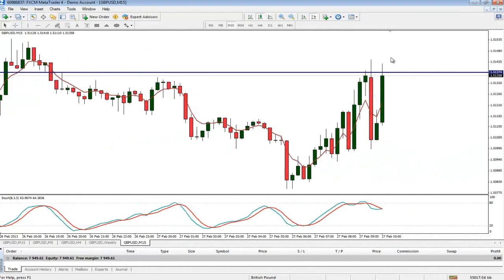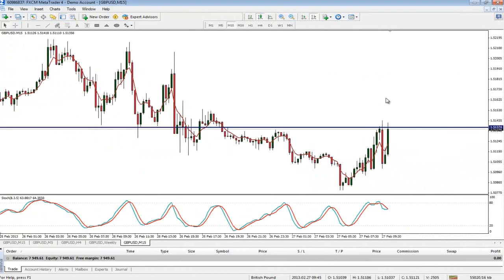Alright, and then tomorrow what we're going to do is look at more examples of how to see these changes of direction, and then we're going to start to look at how they play out within the context of the medium term and longer term trends. But that is our price action lesson for the day.